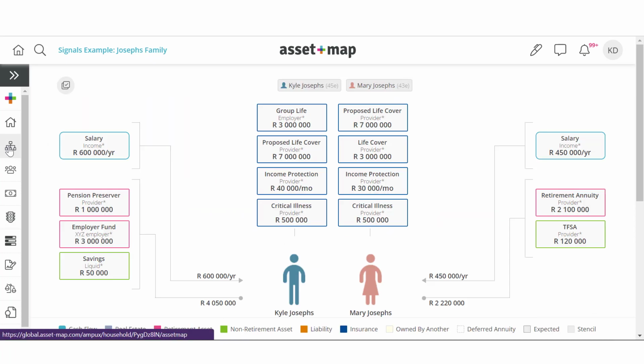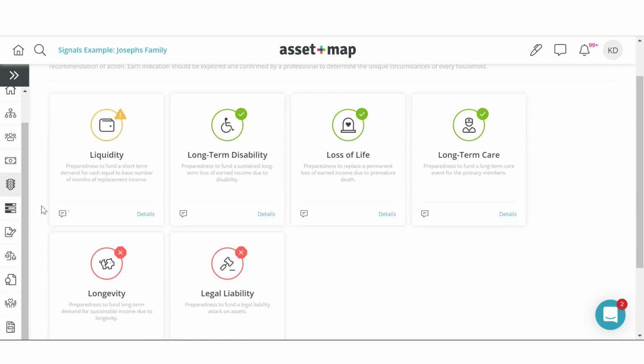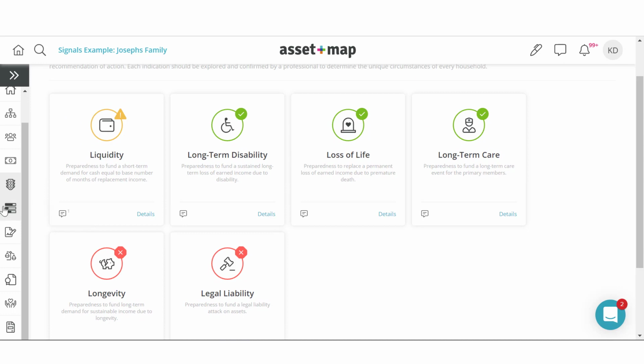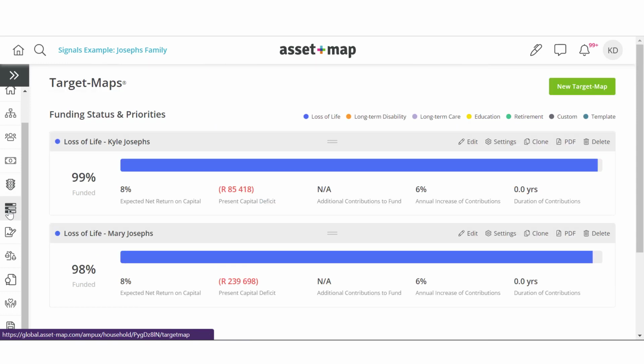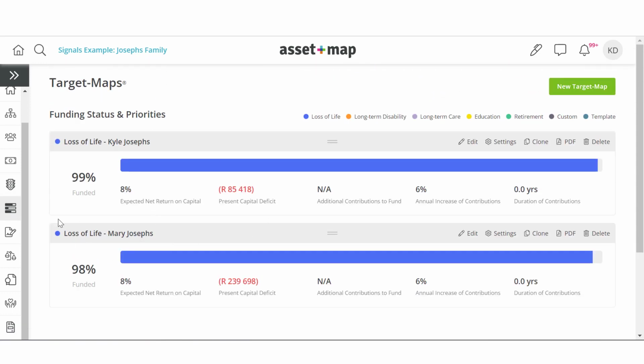You can show the client their asset map, everything they have and where it is, and work through that engagement. Then you can use Signals as a way of saying, let's look across these 6 areas and unpack where they're red, green, and amber. This one is potentially red. Let's unpack that a little bit more and see, is it really red, or are there things that we can do differently? You can unpack that with a client and use target maps to really delve into that conversation.